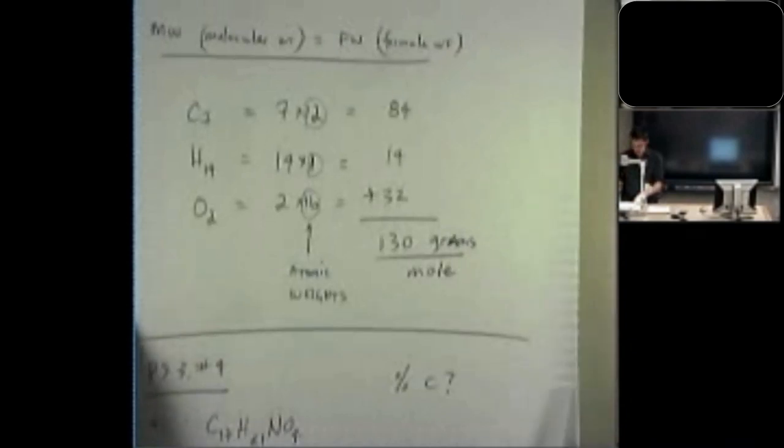Let's go on to our next piece of paper. I'm asking you, what is the percent carbon? The percent carbon is simply the number of grams per mole of carbon in it divided by the number of grams per mole of the entire thing. So in other words, the atomic weight of carbon contributing to that divided by the total weight times by 100.